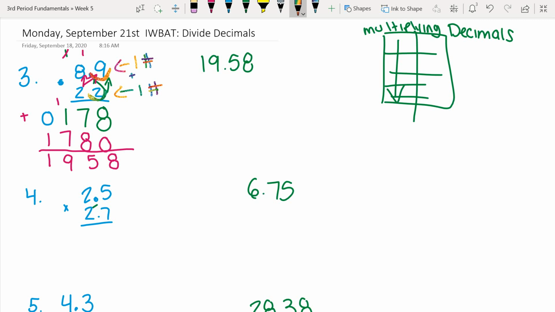So I put my pen or pencil next to the 8, and I go 1, 2. So I'm drawing 2 loop-de-loops, and I stop and draw a point. So that's how we get that final answer of 19.58.